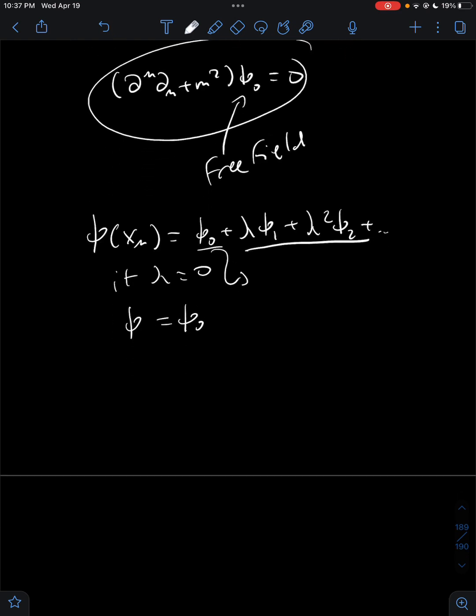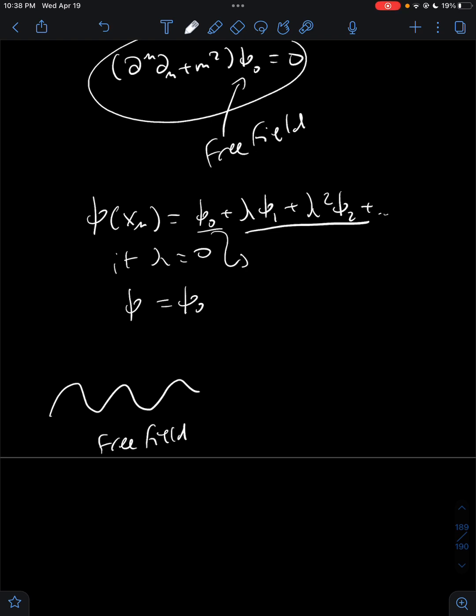So think of it like this. At the start, we have a field that is free, the free field. And then we turn interactions on. When we turn interactions on, we can approximate the full interacting field with this series. As the interaction gets stronger and stronger, each next term becomes more relevant. Or you can think about it as each term makes us get more precise about our field.